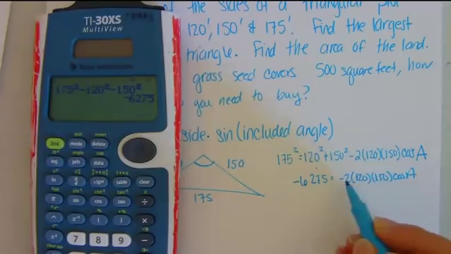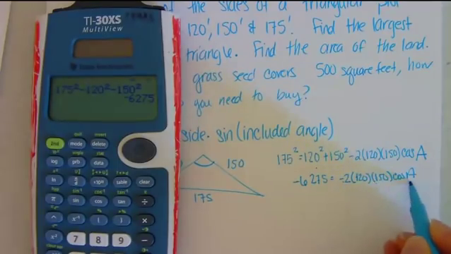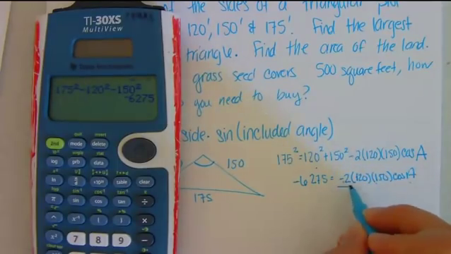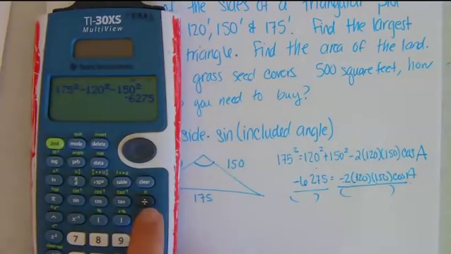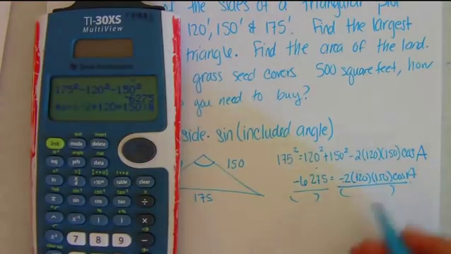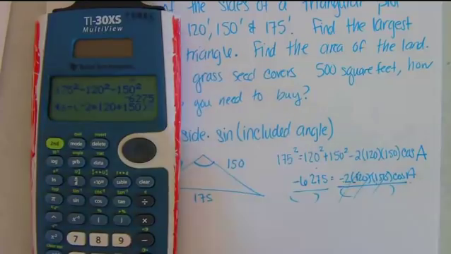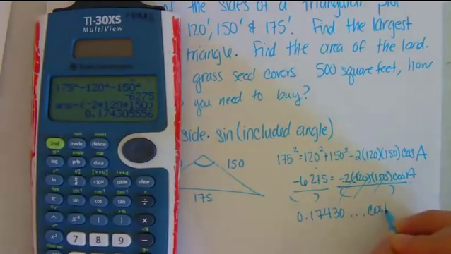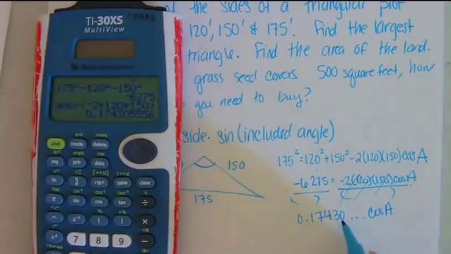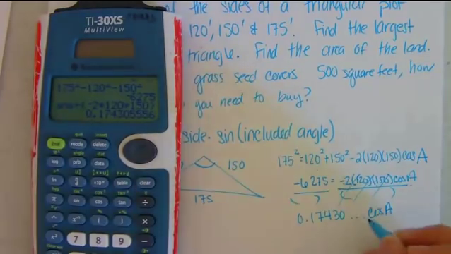Okay, now we have to divide by this because these are all multiplied together. Do not add this, okay? Divide by all of this. So now in my calculator, I'm going to divide by negative 2 times 120 times 150. That's all of this, so that all cancels out. And then this is going to be, in my calculator, 0.17430... and that's the cosine of A. Now I didn't round that up to a 1 because we're keeping this in our calculator.